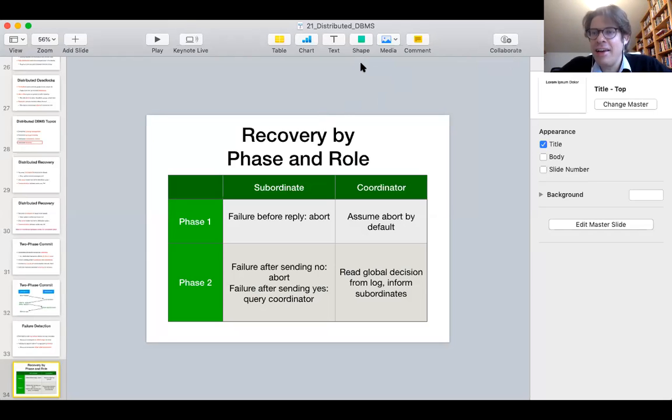Yes, very good. Yes, exactly. So the participants here are writing persistent log entries before sending out their messages. This is what allows us to recover things later if necessary.